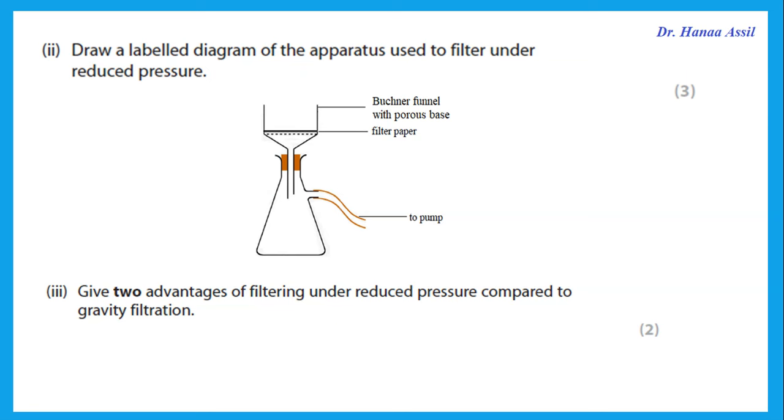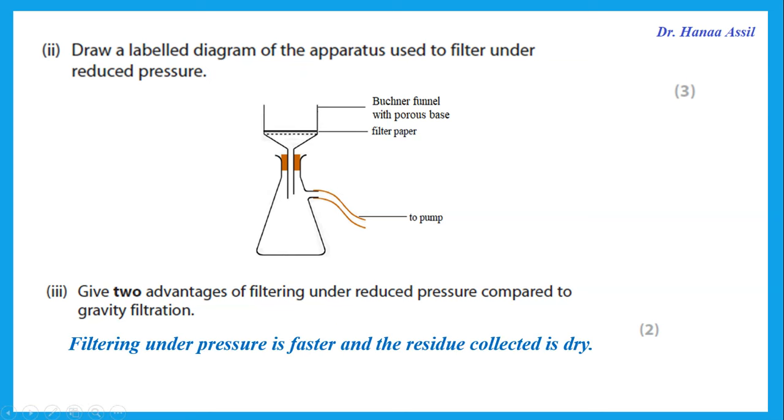Give 2 advantages of filtering under reduced pressure compared to the gravity filtration, which is the normal filtration with a filter paper and a glass funnel. Of course, the filtering under reduced pressure is much better because it is faster, and the residue formed is drier because the pump sucks up much of the water that was in the residue.